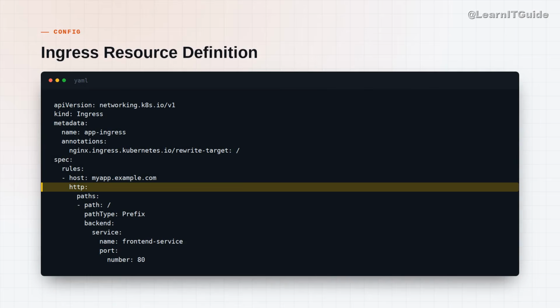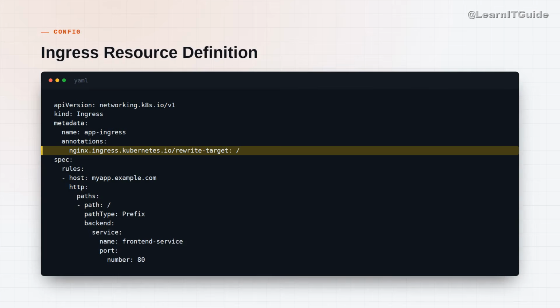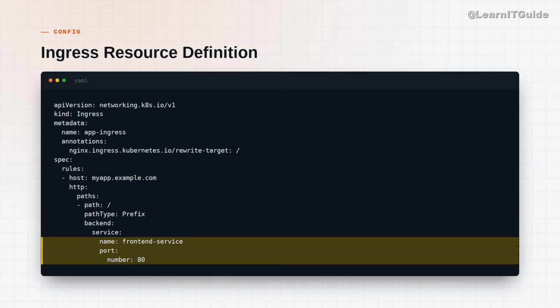Here we define an ingress rule. Every request to the host name specified on line 10 gets routed to the front-end service on port 80. The annotation on line 6 is very important. It tells the Ingress controller to rewrite the path before sending it to the backend. Without this, your application might return a 404 error.